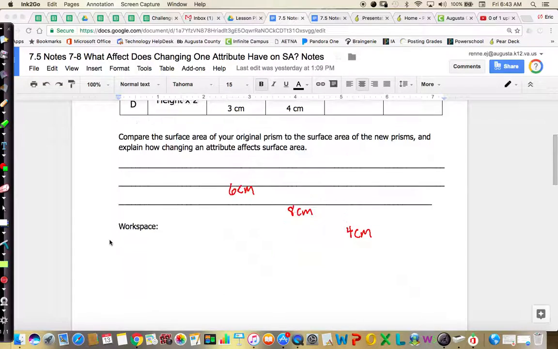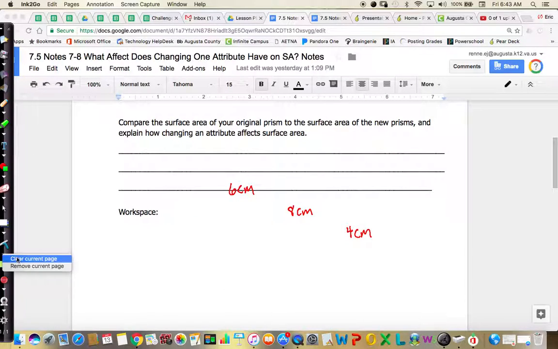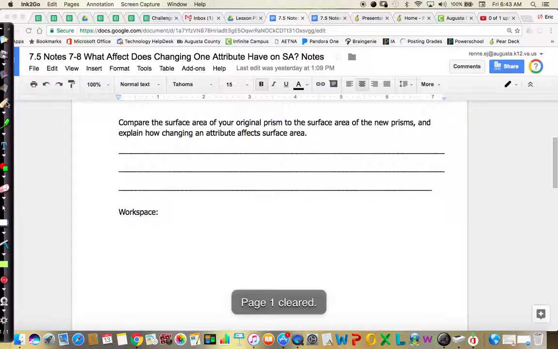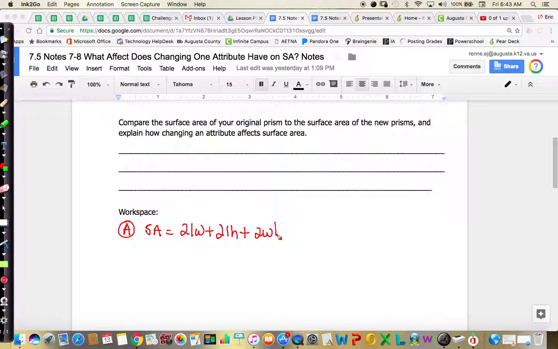So look down at the bottom and I wanted you to do letter A. So go ahead and pause the video and work out letter A after I write the formula. So SA equals 2LW plus 2LH plus 2WH. Okay, now you can pause the video. I know I said it 100 times already, but now you can really pause the video and work out the rest. So just look at the chart, find the length, the width, and the height for letter A.